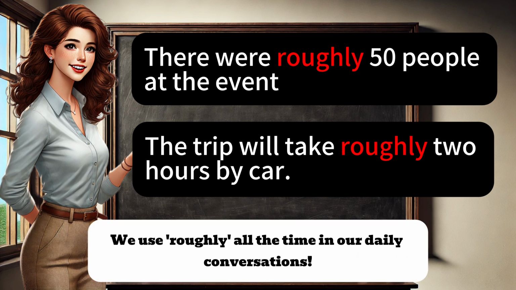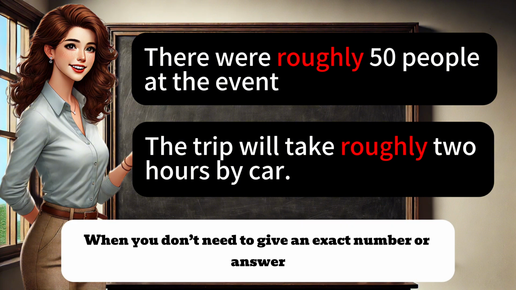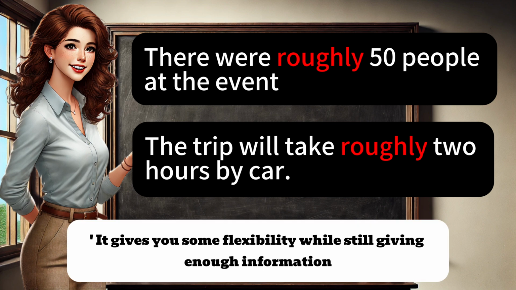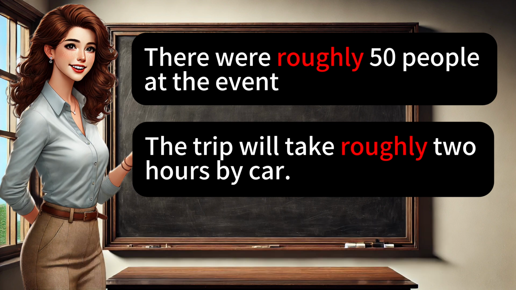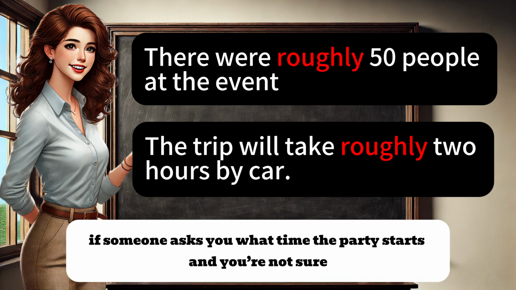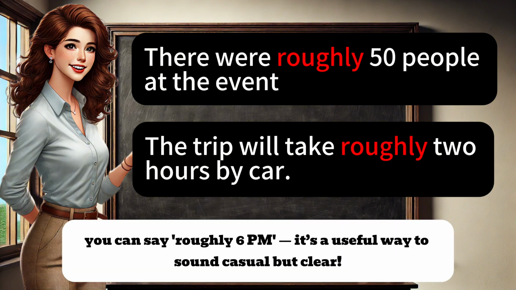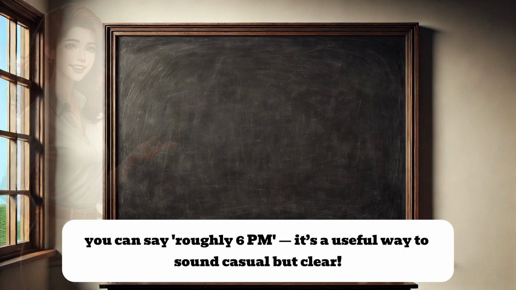We use roughly all the time in our daily conversations. When you don't need to give an exact number or answer, it's helpful to say something like roughly. It gives you some flexibility while still giving enough information. So, if someone asks you what time the party starts and you're not sure, you can say roughly 6 p.m. It's a useful way to sound casual, but clear.